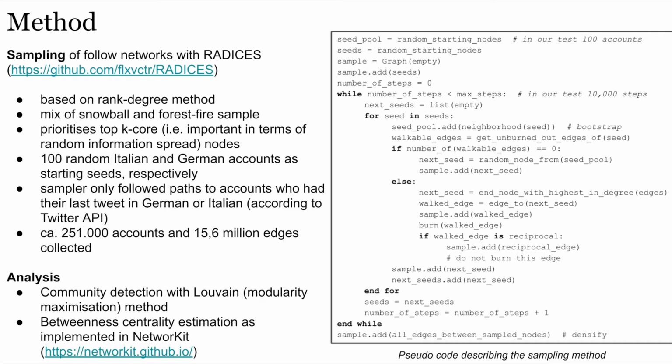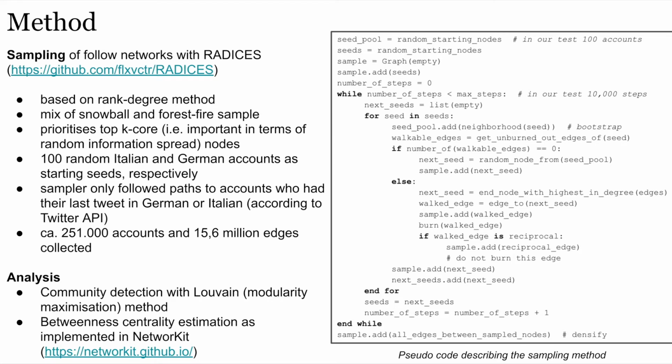Our sampling tool builds on the walk-based ranked degree method. Walkers start at random accounts and iteratively walk to the most followed neighbor. However, we introduce 2 additional steps. First, we add all neighbors to the pool from which new start accounts are drawn. We call this bootstrapping. And second, we densify the network with all connections between the sampled accounts.